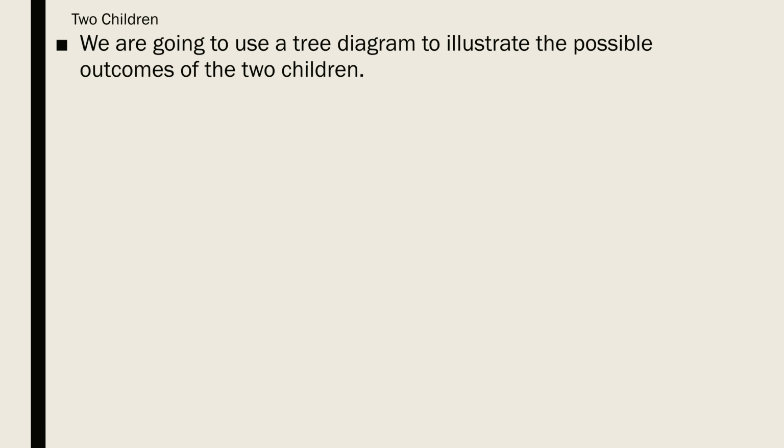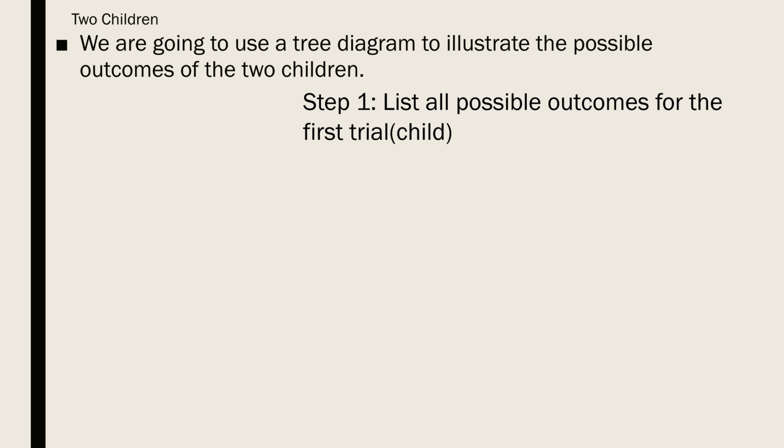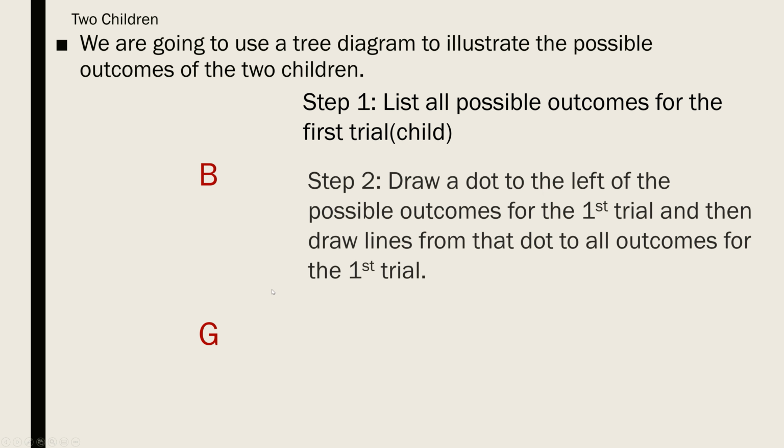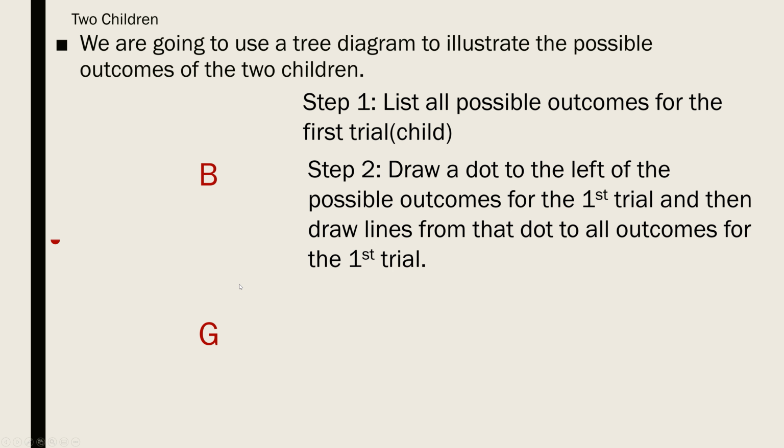We are going to use a tree diagram to illustrate the possible outcomes of the 2 children. Step 1. List all possible outcomes for the first trial, or child. B stands for boy, G stands for girl. Step 2. Draw a dot to the left of the possible outcomes for the first trial. Then draw lines from that dot to all outcomes for the first trial.